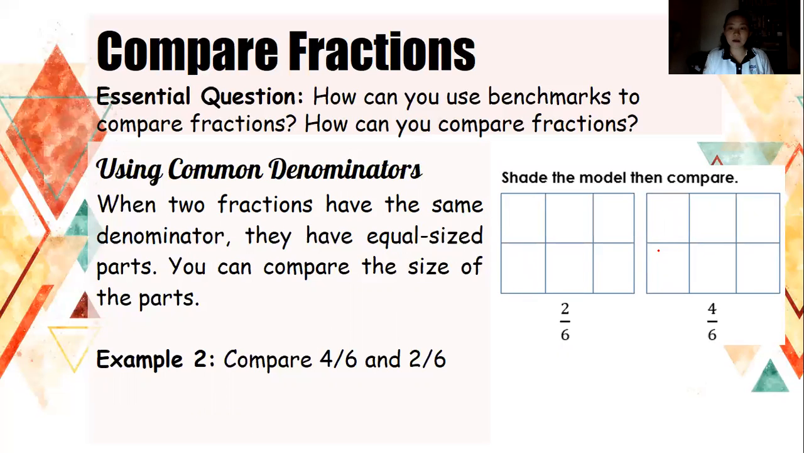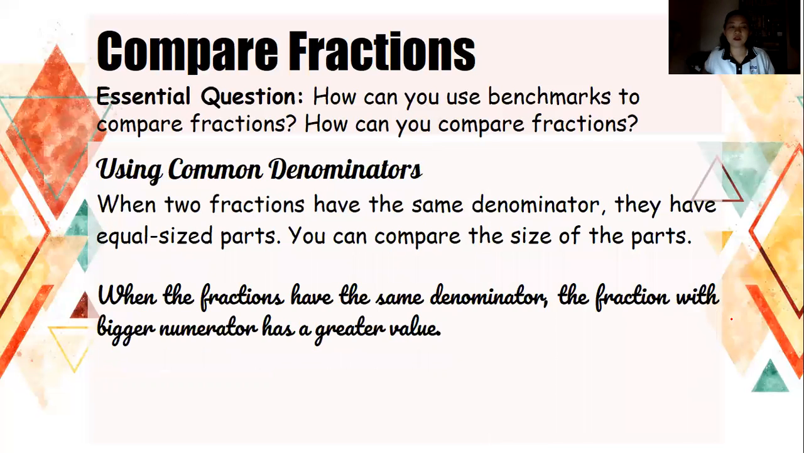Let's have another example for this common denominators idea. So we have 2 out of 6 and 4 out of 6. So I will be shading 2 parts. Then the other one is 4. You can see that both of them have a denominator of 6, and it clearly shows that 4 out of 6, which has a bigger numerator, is our bigger fraction. So again, the idea behind this method of using common denominators is that when the fractions have the same denominator, the fraction with the bigger numerator has a bigger value.